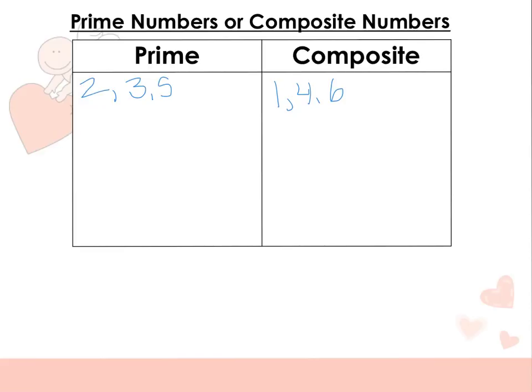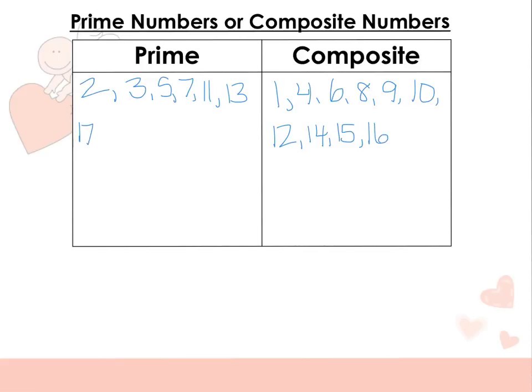So 6. 7 is also prime. 8 is composite. 9 is composite. 10 is composite. 11 is prime. 12 is composite. 13 is also prime. 14 is composite. 15 is composite. 16 is composite.